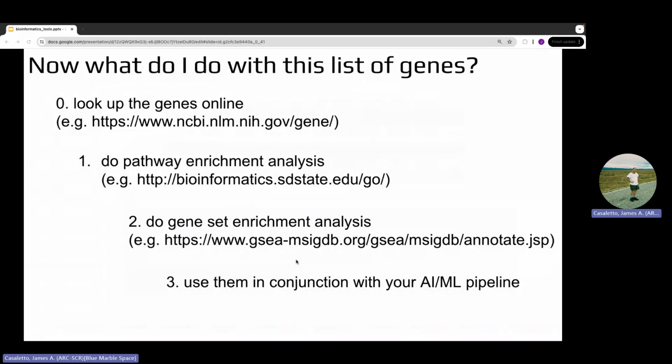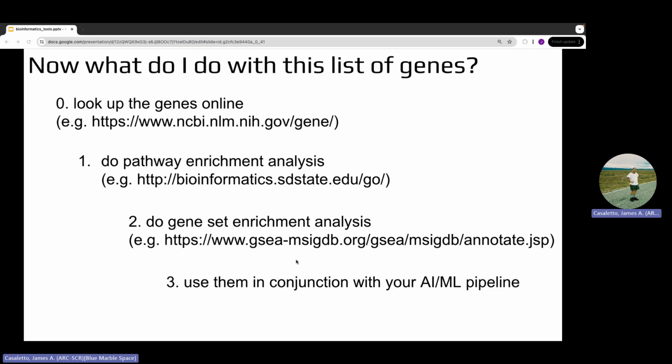Now, what do you do with this list of genes? Well, first, you can look up the genes online one by one. And there's lots of tools to do that. There's a tool called NCBI, which provides a portal for you to look up genes one at a time for multiple different species, or organisms rather.